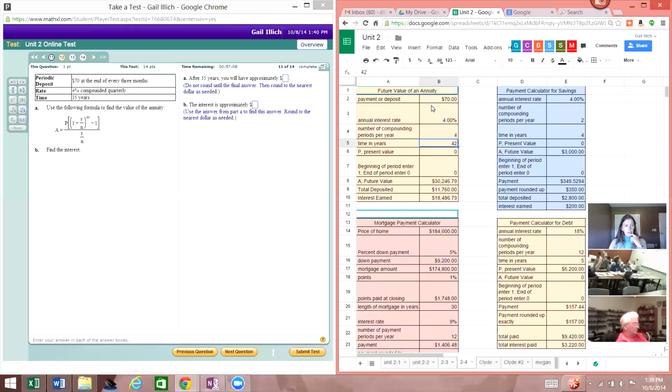The time in years is 35 years. You assume that you started with no money and you're going to put it in at the end of every 3 months. So these numbers stay the same. So the future value is 21,189.69. It says do not round until the final, then round to the nearest dollar. So we'll round to the nearest dollar, which is going to be 21,000.